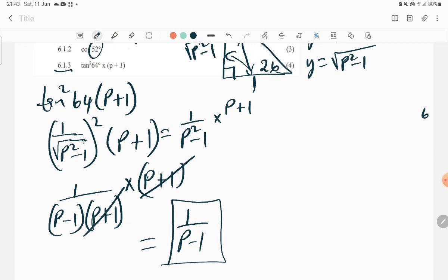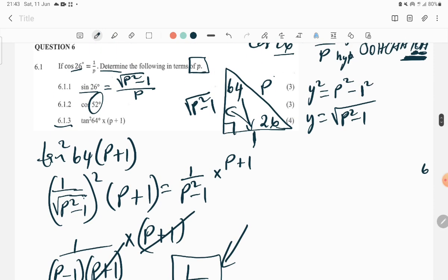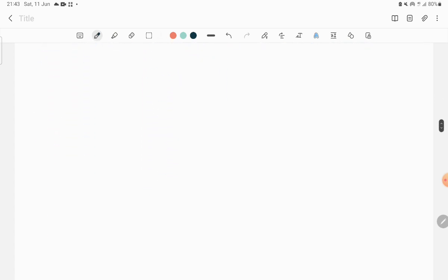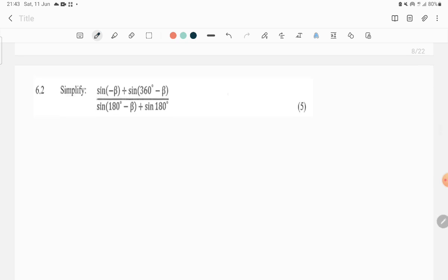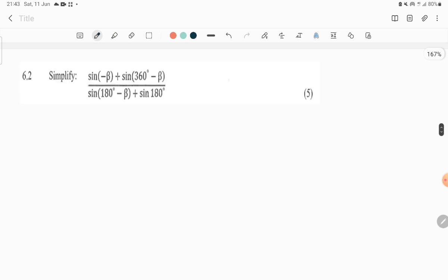I think this is the simplified one for 6.1.3. Let's go to the next question if we have any. Well, we are having this 6.2. 6.2 is clear and straightforward. Here you are simplifying. Simplifying this expression will require us to remember the reduction formulas and everything else, and some identities, of course.